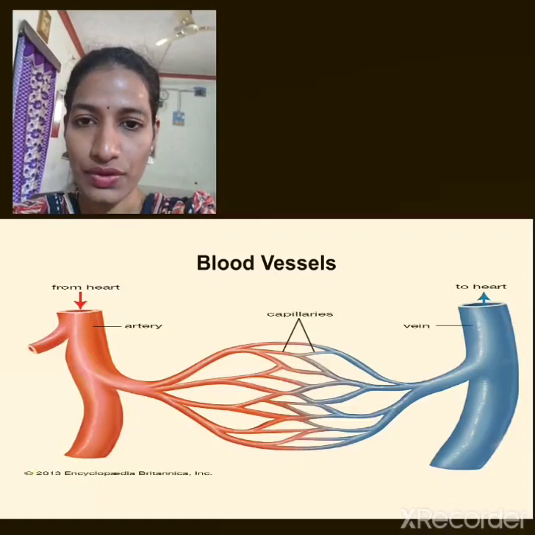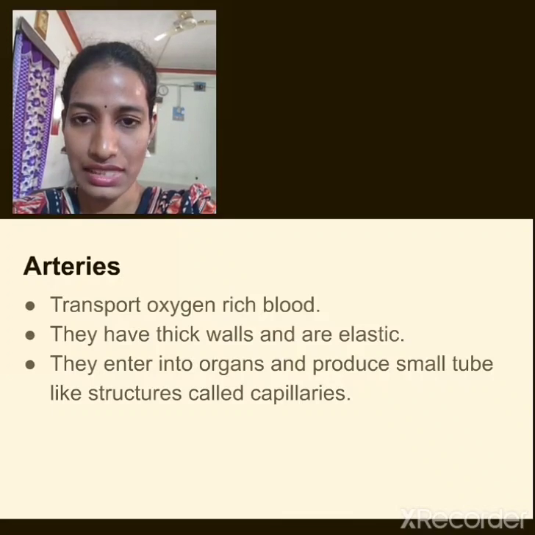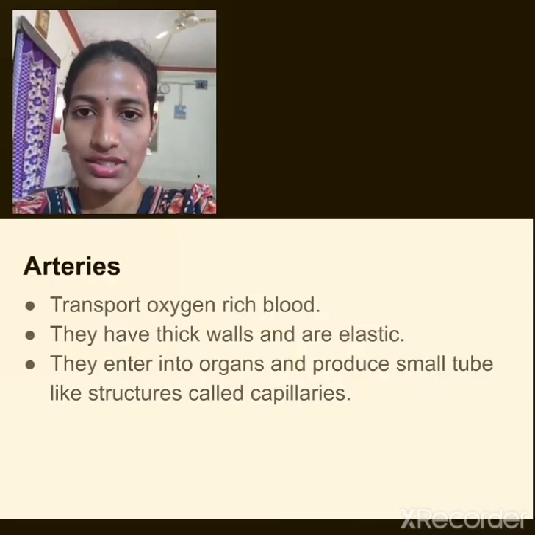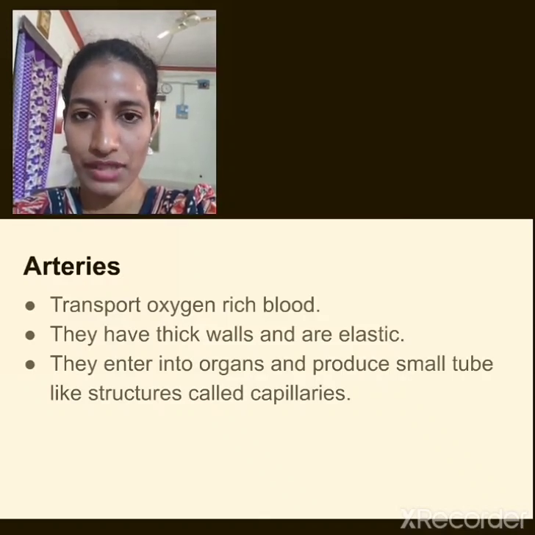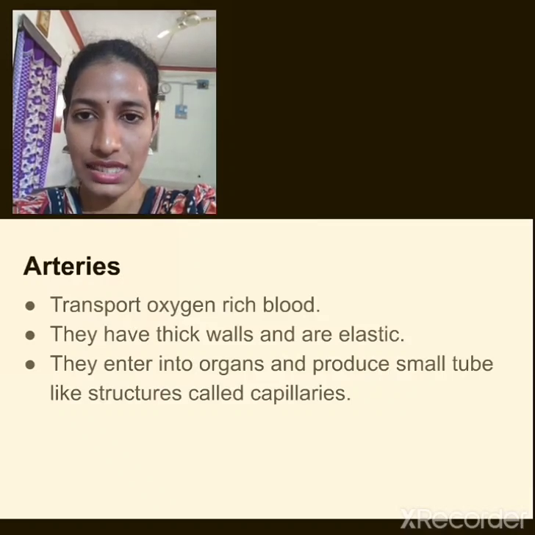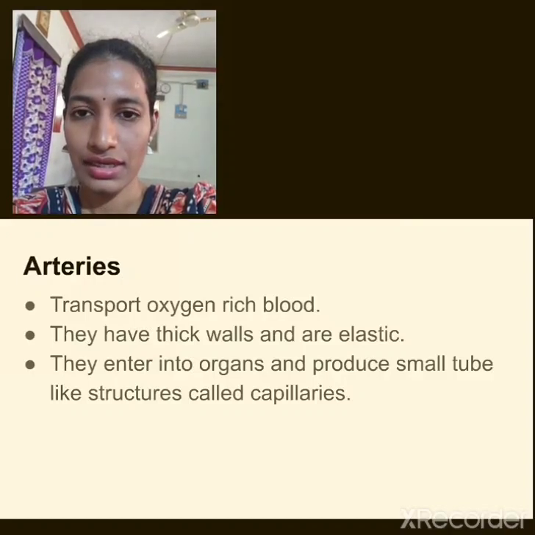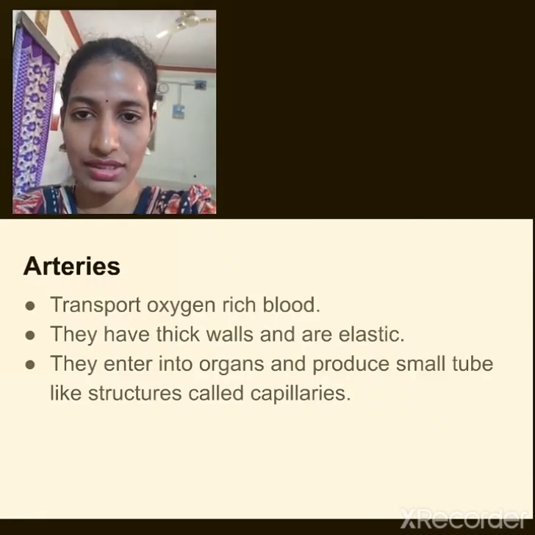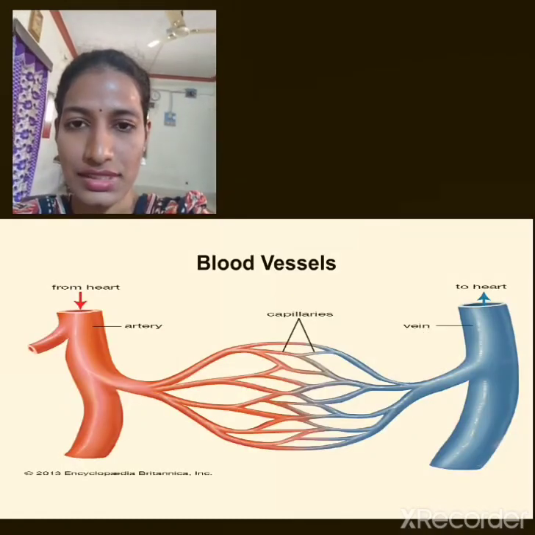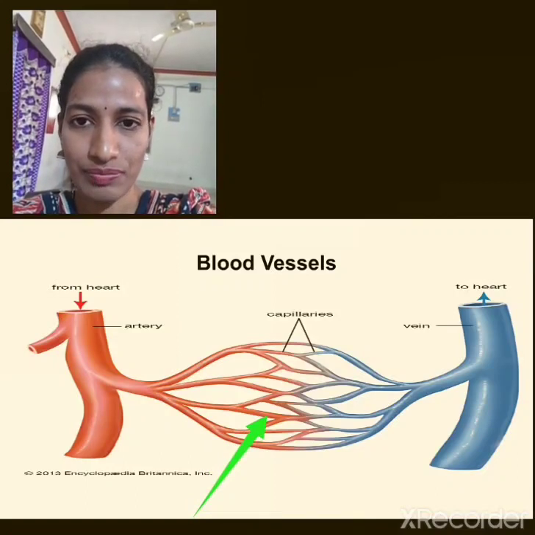As you already know, there is a large amount of blood which has to be transported. So the arteries have thick walls, meaning they have strong walls, and they are elastic in nature because the amount of blood may vary. For this reason the walls are elastic in nature and stronger. These arteries enter into the organs and produce small tube-like structures, and these are called capillaries. Now let us see where these capillaries are. Here you can see these small tube-like structures, which are commonly called capillaries.